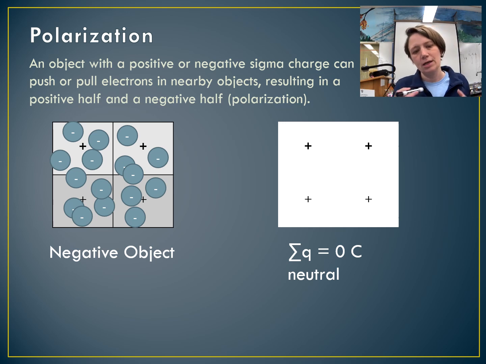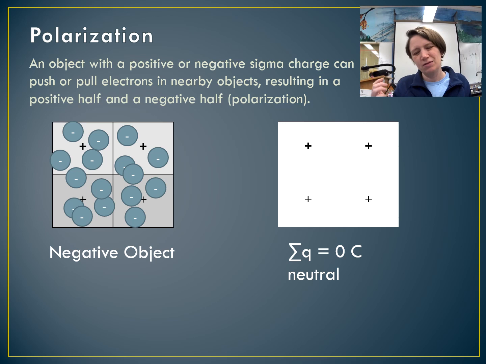And we're going to bring it near this object on the right, which is going to be neutral. It doesn't look neutral right now because it only has 4 protons in it, but it's going to have some electrons in it as well. So this object on the right, the subatomic particles are going to feel a force from that object on the left. Specifically, the protons are going to be a little attracted, but the electrons are going to be repelled because like charges repel. Except for, it turns out only the electrons can move.